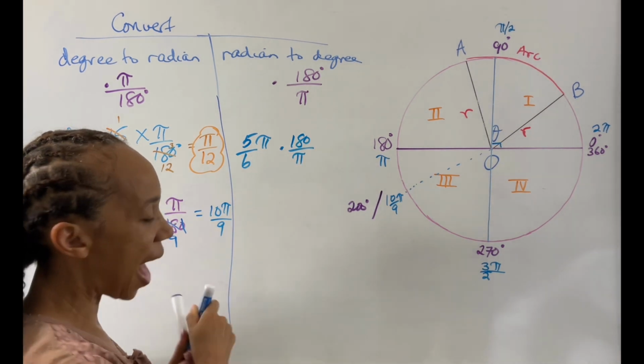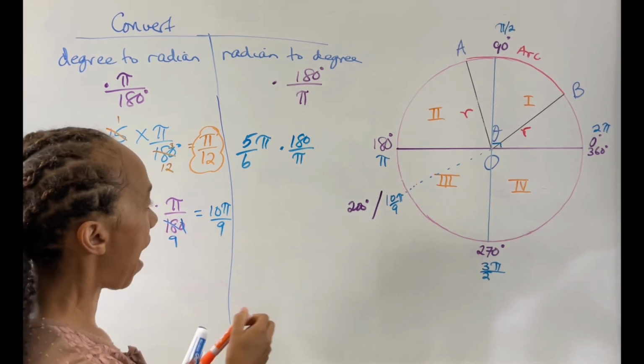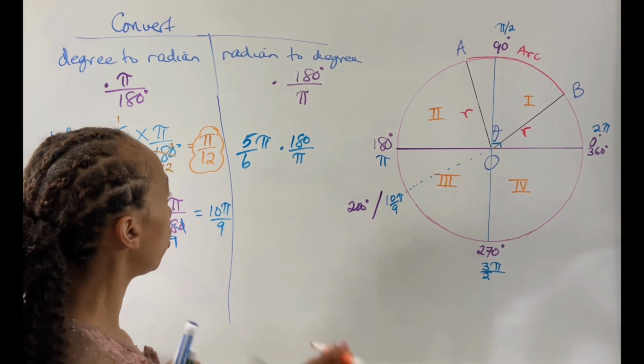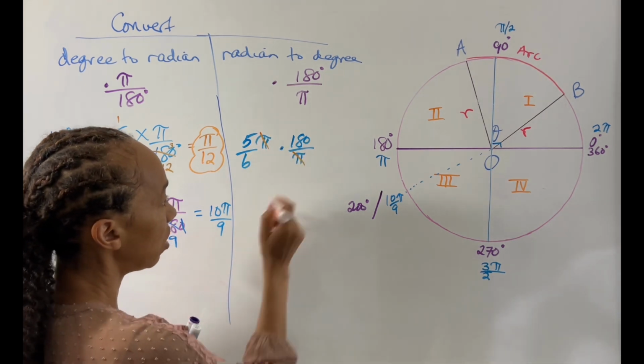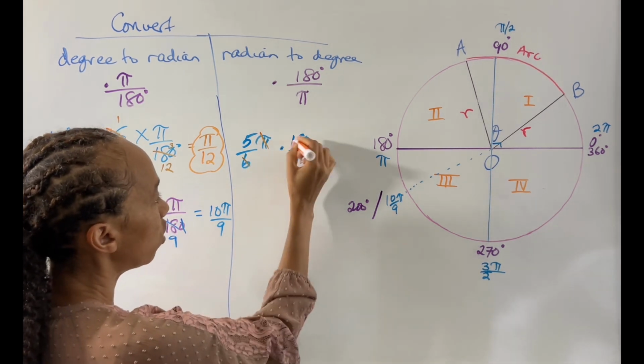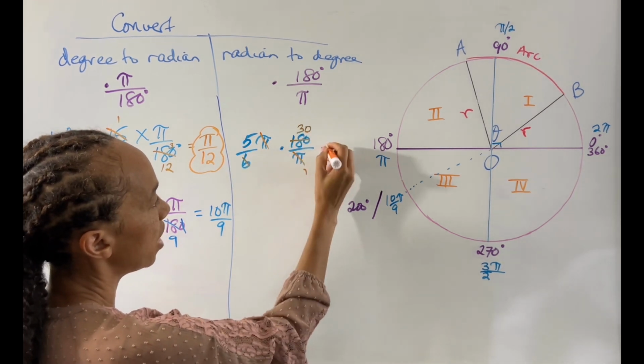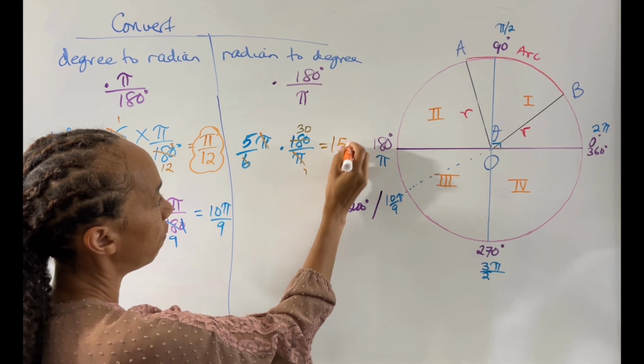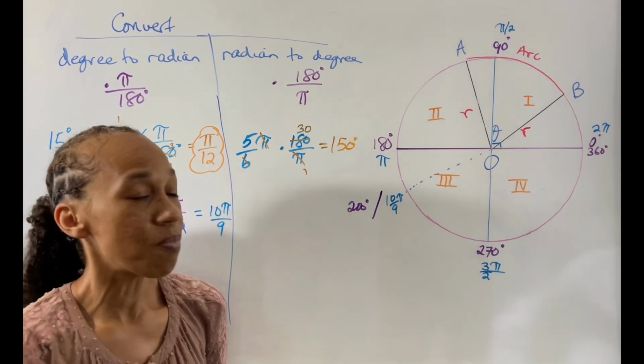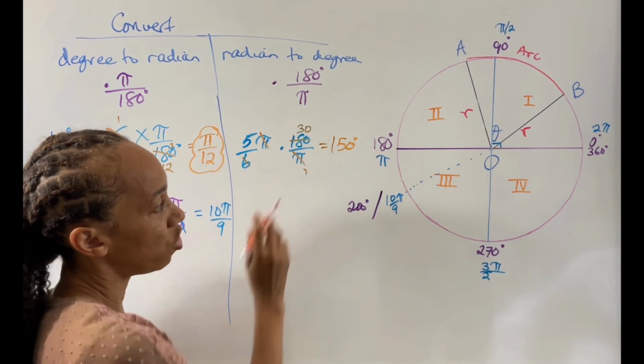So when I do that, I'm going to simplify my numbers and also get rid of the pi. So that is gone. So 6 into 180 is going to be 30, and so 5 times 30 is going to be 150 degrees. Now what does that mean? Your radian now is 150 degrees.